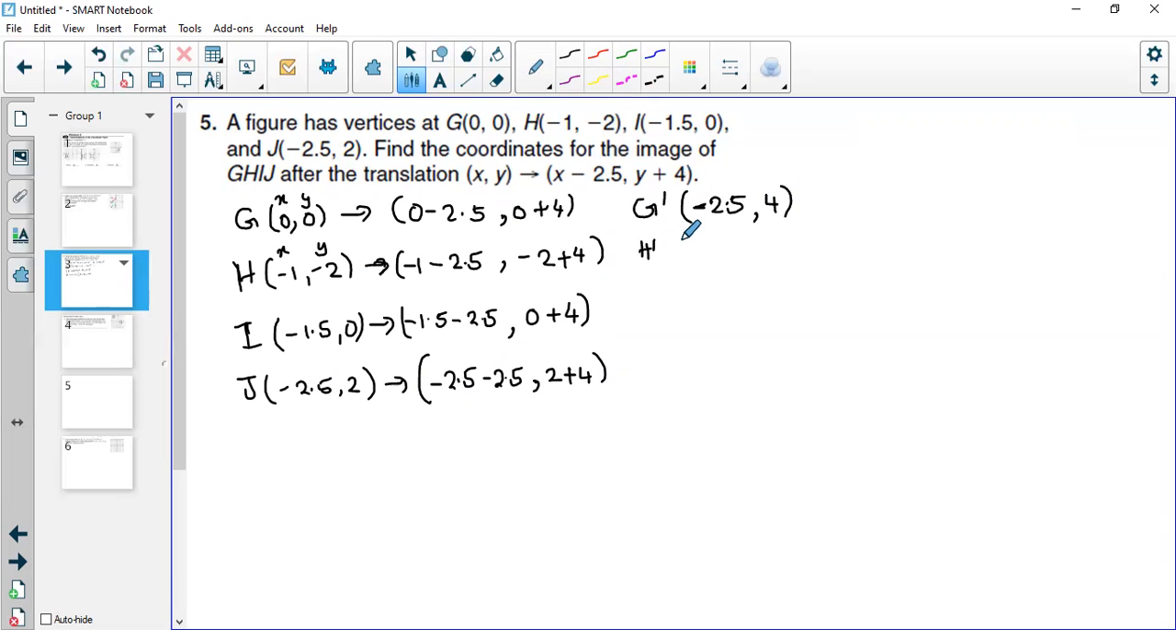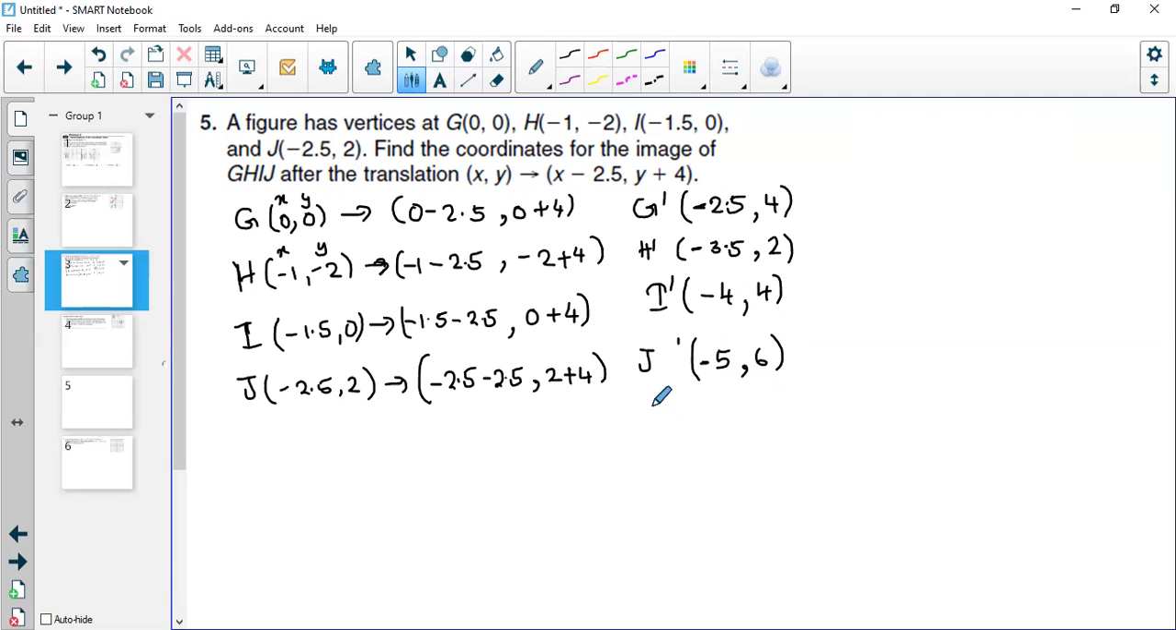Then for H prime, I have -1, -2.5. So the rule is when you have two negative numbers, you add them, but this negative sign remains the same. So 2.5 plus 1 will give me 3.5, and then negative sign stays there. For -2 plus 4 will give us a 2. Similarly for I, -1.5, -2.5. So you will add them. So that will give you a -4. And 0 plus 4 will give you a 4. Then this is I prime and J prime, -2.5, -2.5. So 2.5 plus 2.5 will give you a 5, but we have to keep the negative sign. 4 plus 2 will give you a 6.